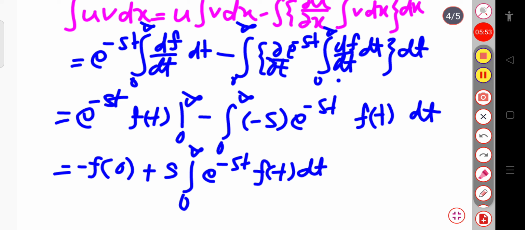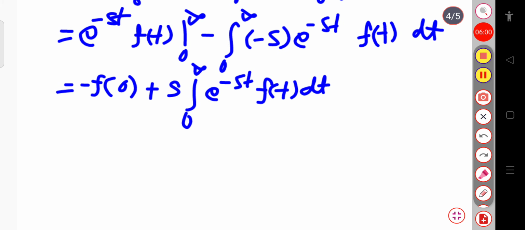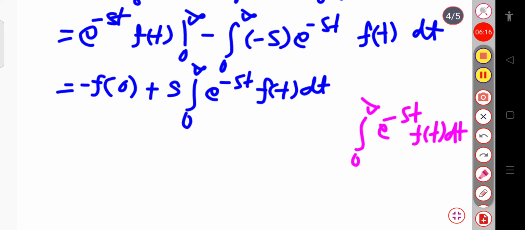Okay. We have already discussed the Laplace transform. Let me write it again: the integration over 0 to infinity of e to the power minus st times f of t dt. This value is nothing but the Laplace transform of f of t, and this can also be represented as F of s.